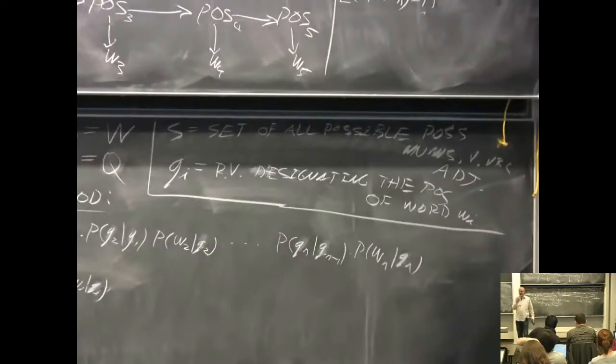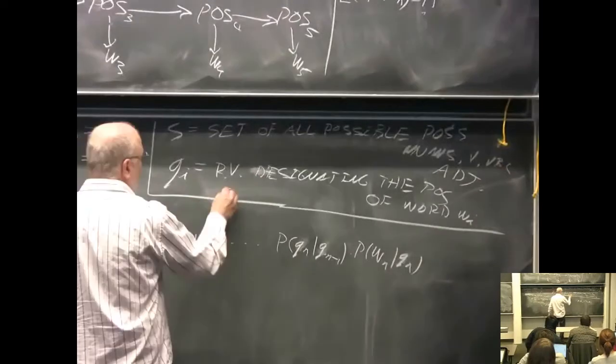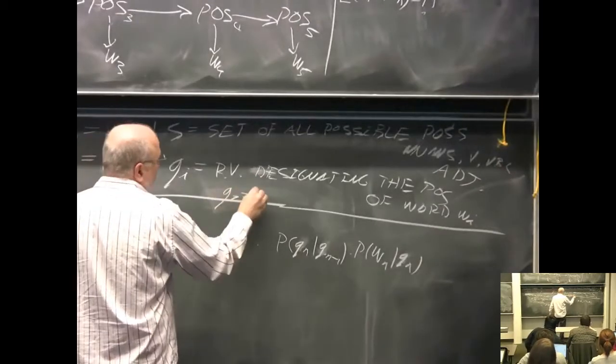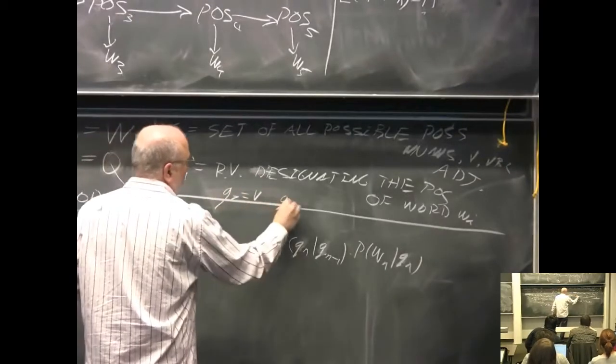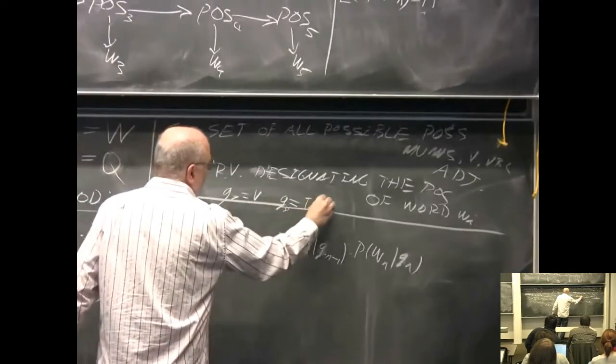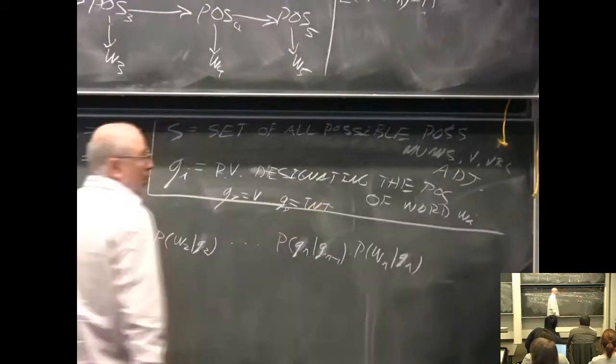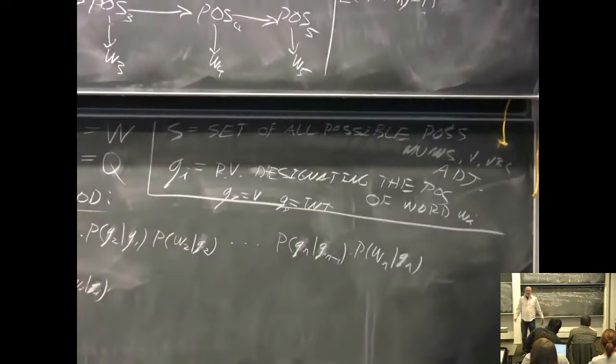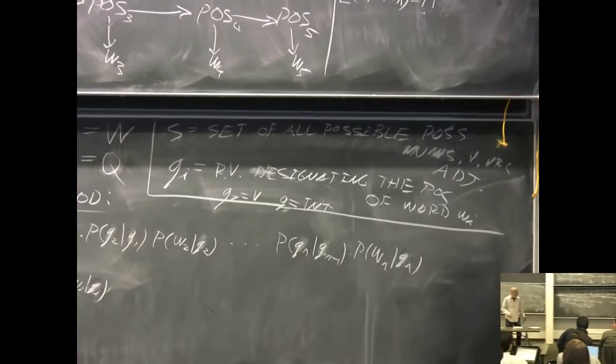So the S set is a set of types. The Q's are tokens. So Q7 could be verb. Q8 could be interjection. Or we may not know what it is. So Q's are random variables. S's are not random variables. They're constants. There's S1 through S50 for the 50 different parts of speech that there are.